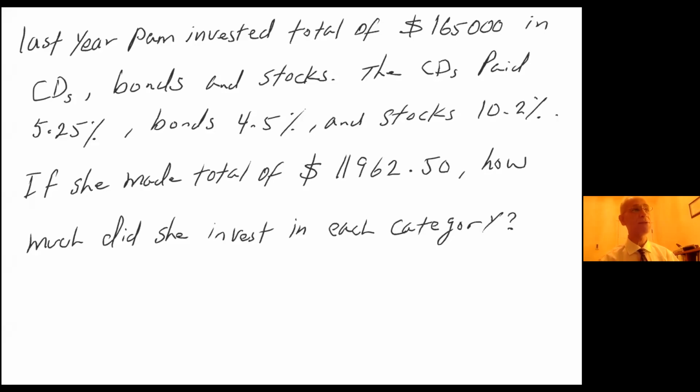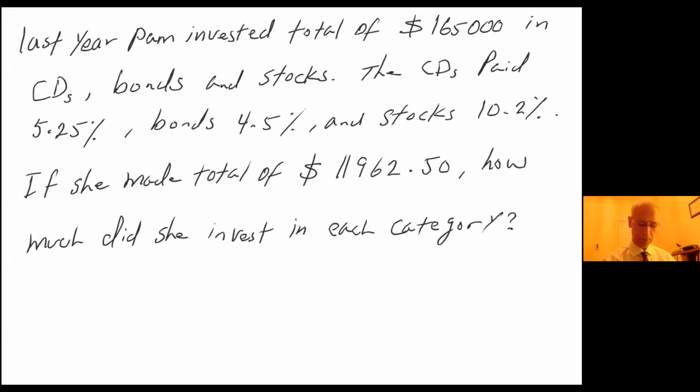Last year, Pam invested a total of $165,000 in CDs, bonds, and stocks. The CDs paid 5.25%, bonds 4.5%, and stocks 10.2%. If she made a total of $11,962.50, how much did she invest in each category?